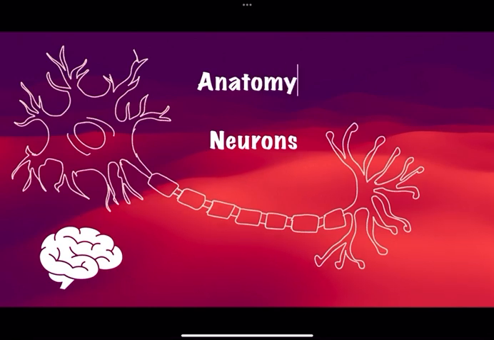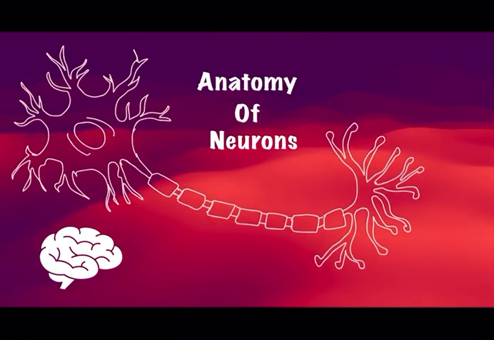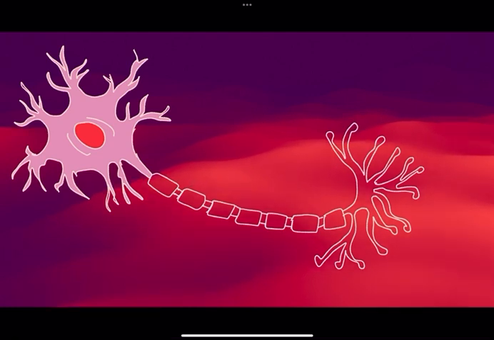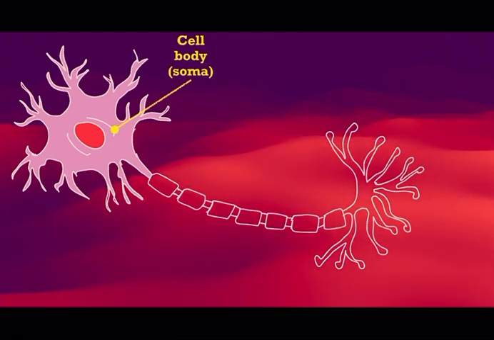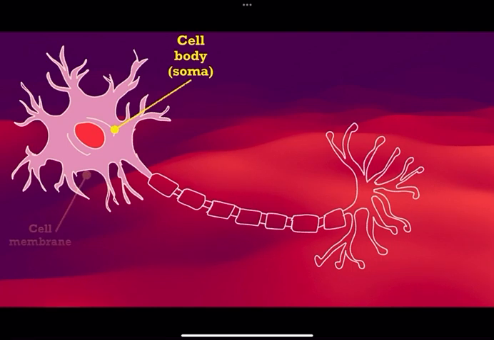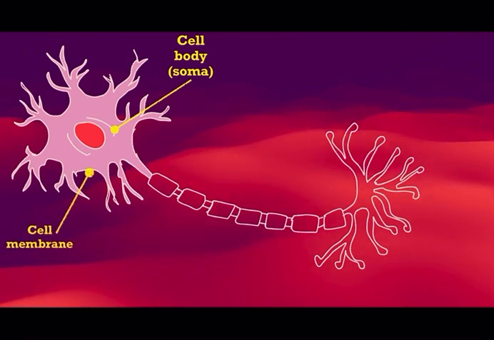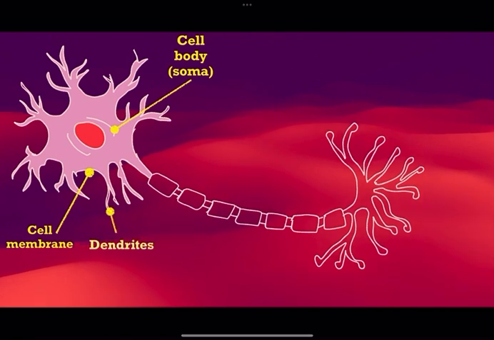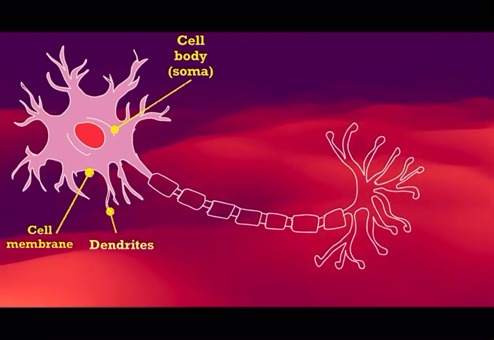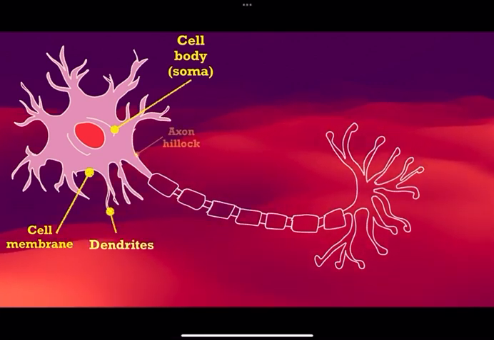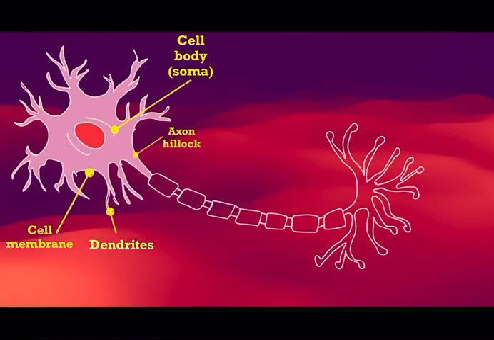What is the anatomy of a neuron? In this case, we'll take a closer look at a multipolar neuron. The cell body, or soma, is a metabolic center. The cell membrane is what encloses the neuron, or is the wall of the neuron. The dendrites are tree-like branches that receive most synaptic contacts or signals from other neurons. And the axon hillock is a cone-shaped region that connects the axon and the cell body.